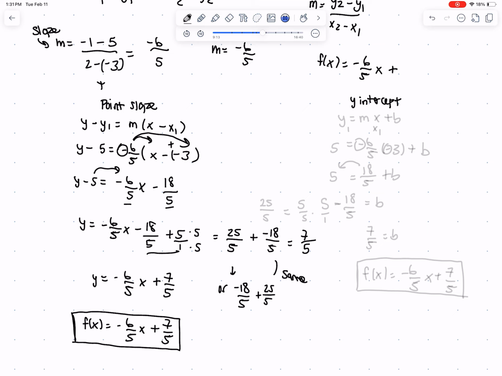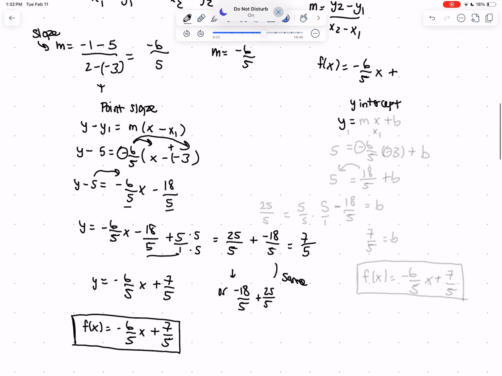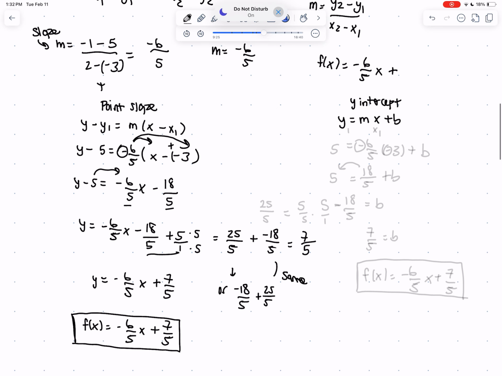Okay, now if I want to do y-intercept form, let's set that up. Intercept form is y equals mx plus b. And you can use either the x1 or the x2, but I usually use x1. Y equals our slope. This is my x1 here, which would be -3 plus b. We're trying to find our y-intercept form.